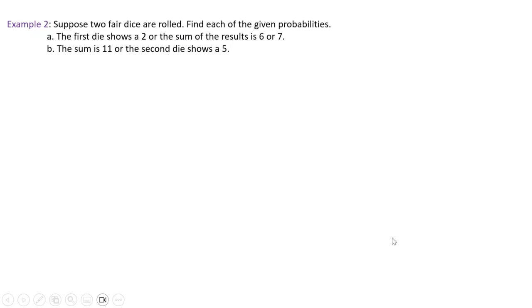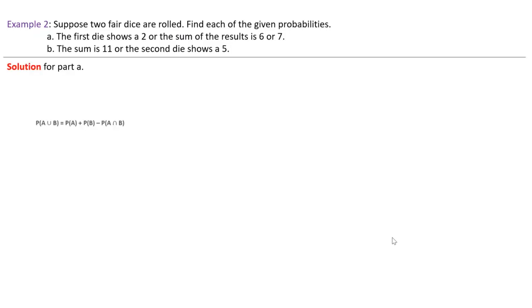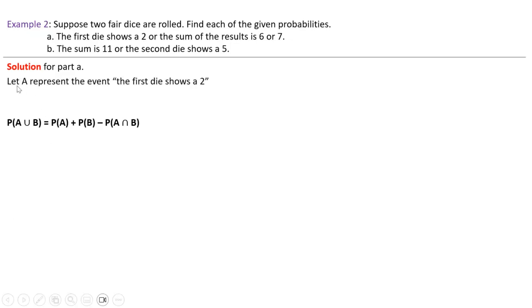Now, let's do something similar pertaining to this section here. It says, suppose two fair dice are rolled. Find each of the given probabilities. This is the same formula as before. Let A represent the event that the first die shows a 2, because that's what they want here. And let B represent the event that the sum is 6 or 7, which is the second part.